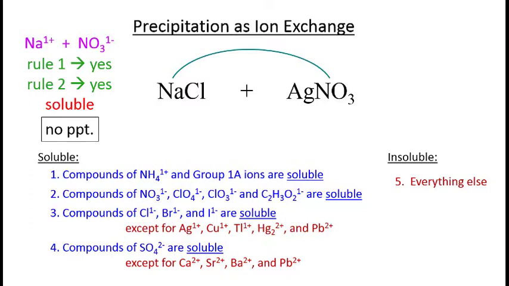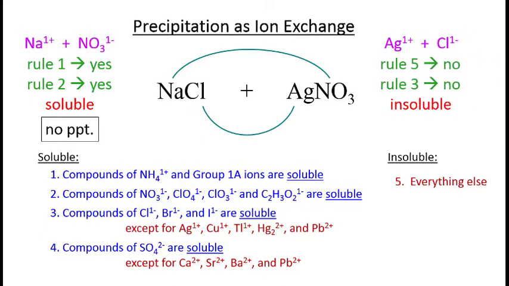After swapping anions, the other combination would be silver and chloride. Silver does not appear on the soluble list. Chloride does, but silver is an exception to the soluble rule, meaning that this combination is insoluble. If silver chloride is insoluble, then it would precipitate.